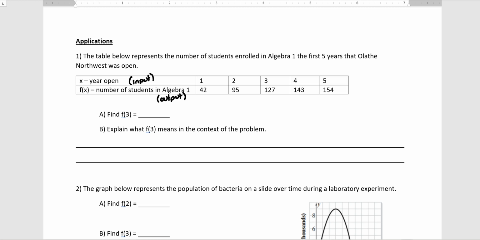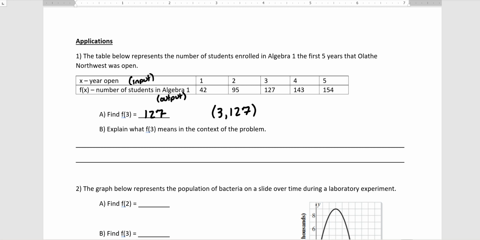Find F of 3. Alright, well, when our input is 3, my output is 127. Explain what F of 3 means in the context of the problem. So what we mean by that is explain what these numbers, as a coordinate point (3, 127), mean. So use the context here.